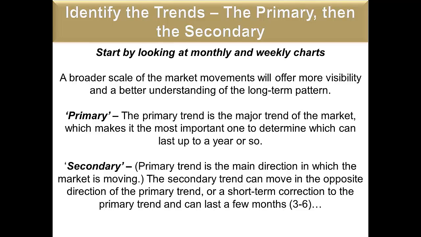Secondary. Primary trend is the main direction in which the market is moving. However, the secondary trend can move in the opposite direction of the primary trend, or be a short-term correction to the primary trend, and can last only a few months, out to 3 to 6.